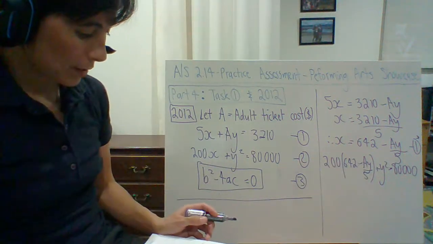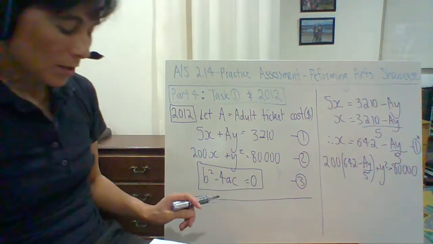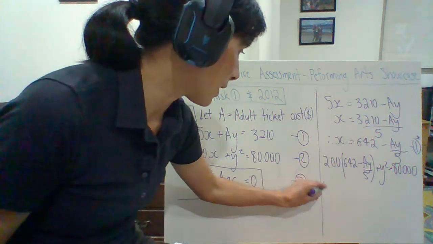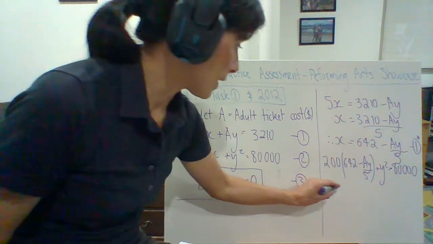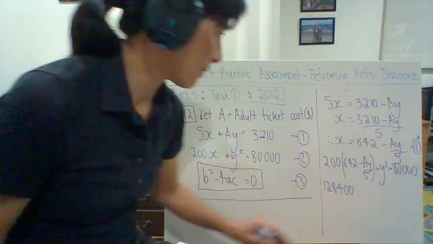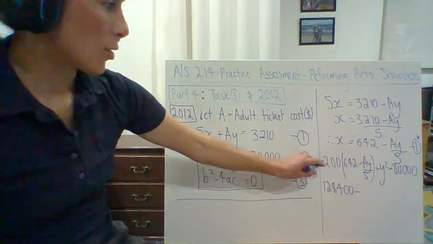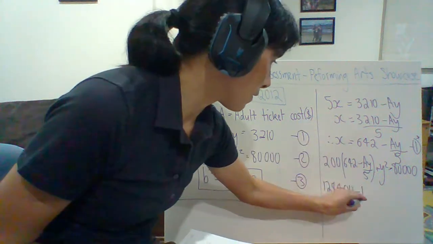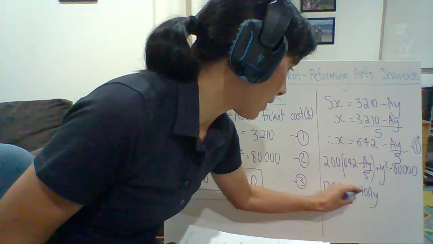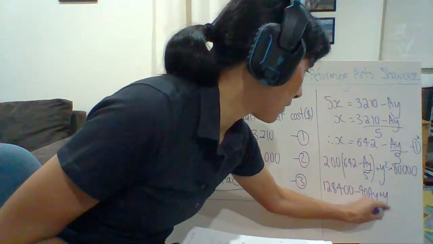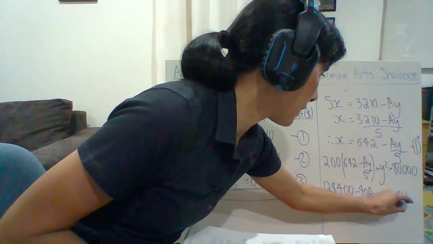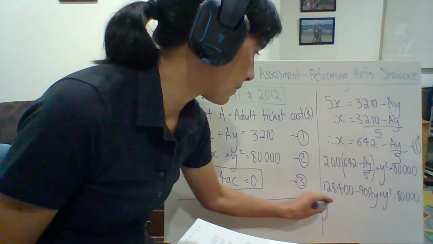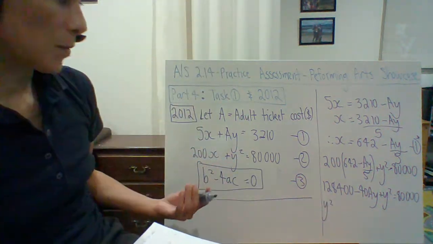The next part we'll look to do is expand out the brackets. So 200 times 642, we're going to get 128,400, minus, and then we've got 200, so it's going to be negative 200 divided by 5, which gives us 40Ay, plus y squared equals 80,000. Just like the others, we'll rearrange that, setting it equal to 0 and simplifying.